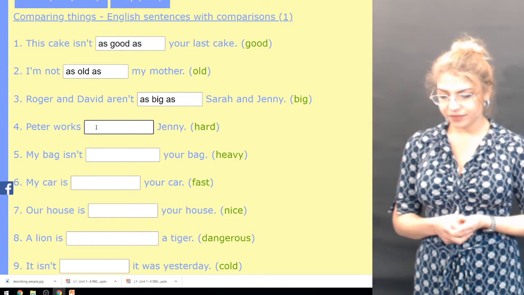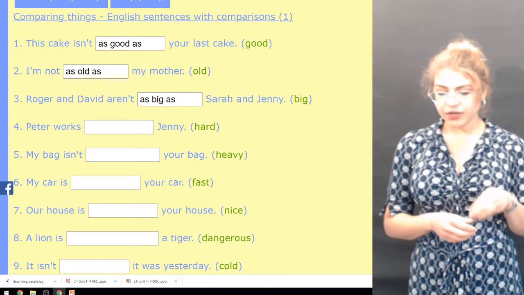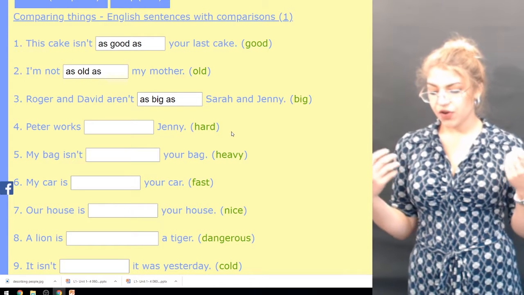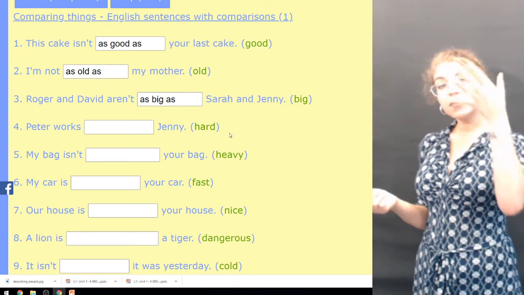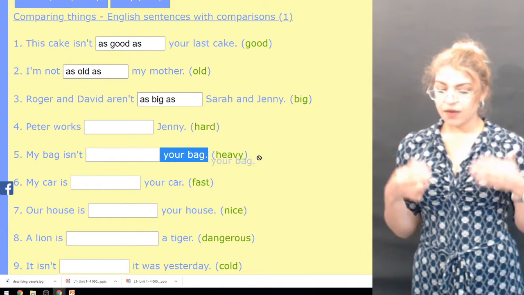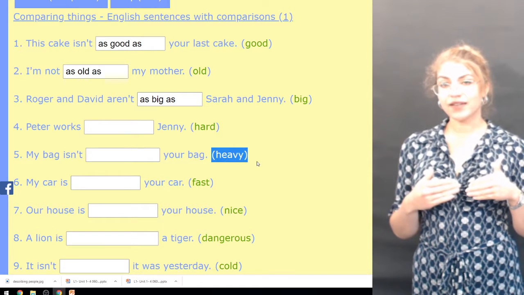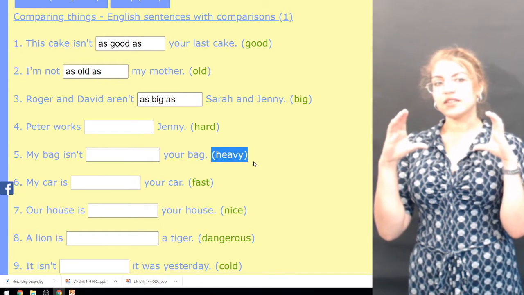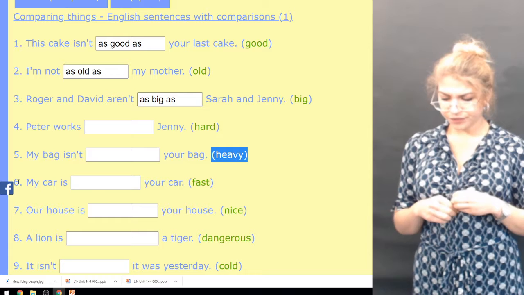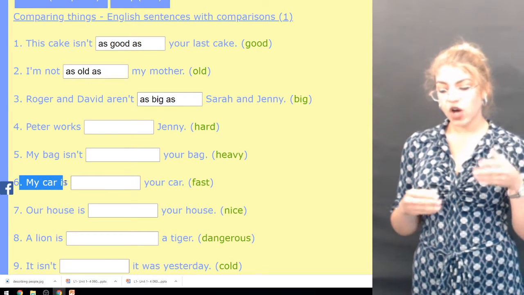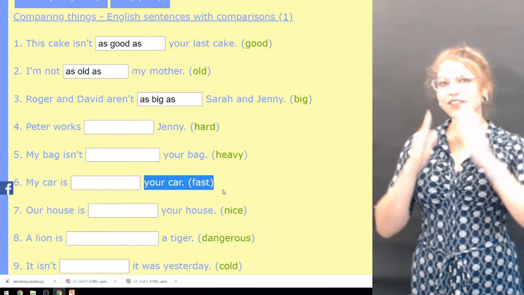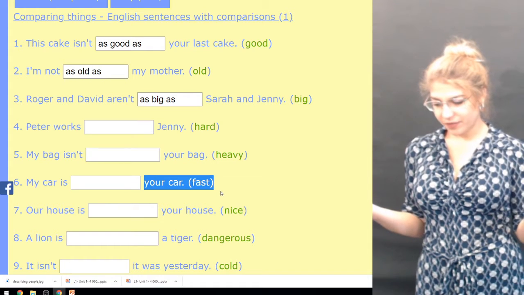So number 4. Peter works Jenny. Now here we have the word hard. Hard is our adjective. Number 5. My bag isn't your bag. The adjective in the parentheses is the word heavy. Pesado. Number 6. My car is your car. In the parentheses, the adjective is the word fast, como rápido.